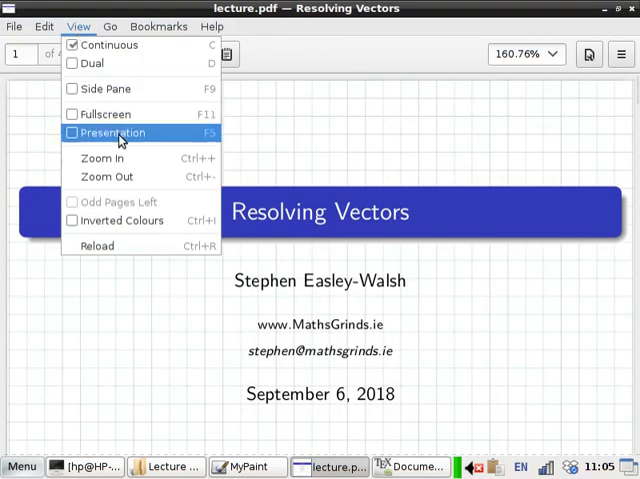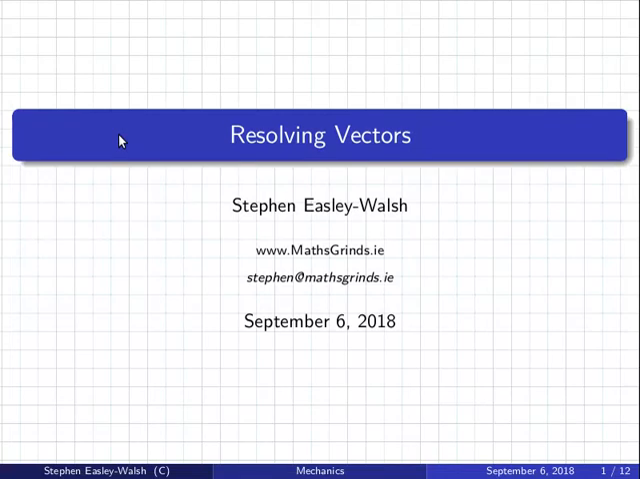Okay. Right, resolving vectors. If you can write that down, please.